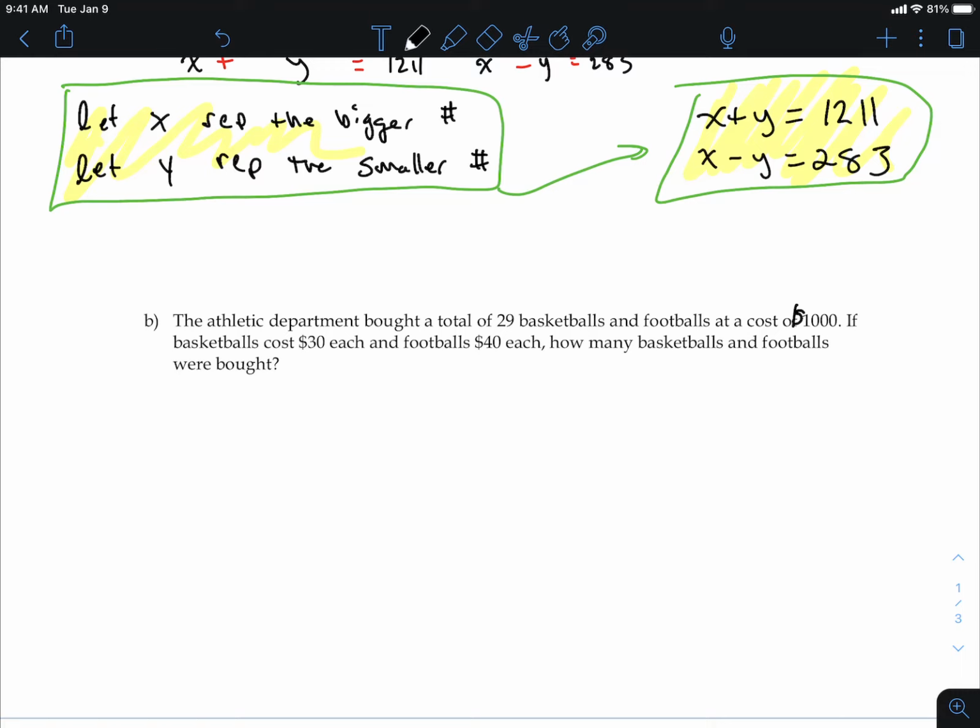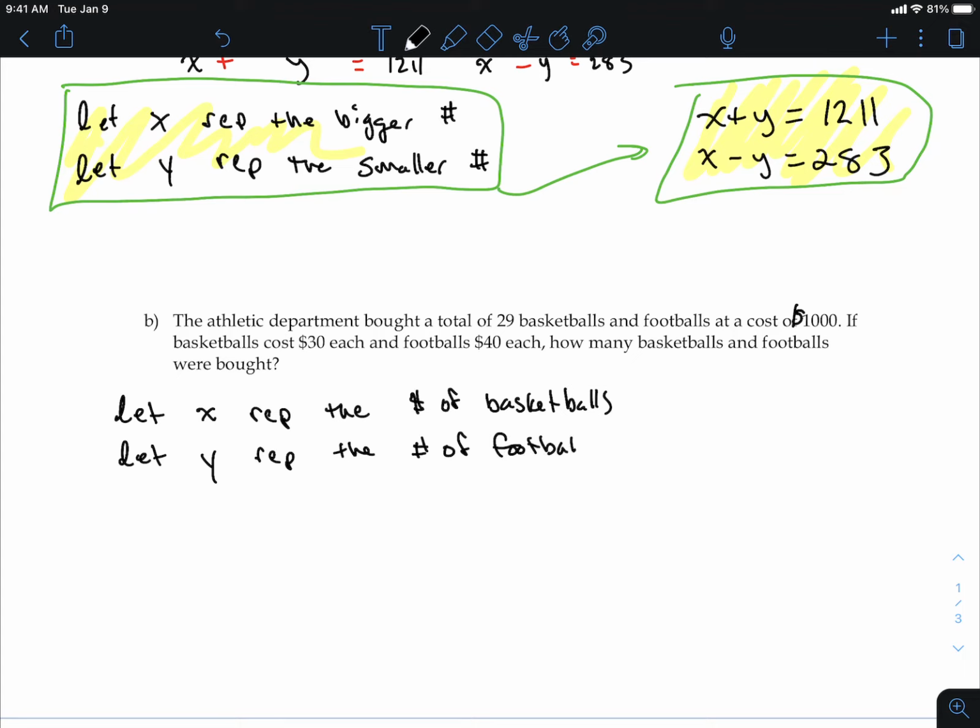Okay. So you could say, doesn't matter which one's which. You could say right from the get-go here, you could say let X represent, okay, and then you could say let Y represent, okay.